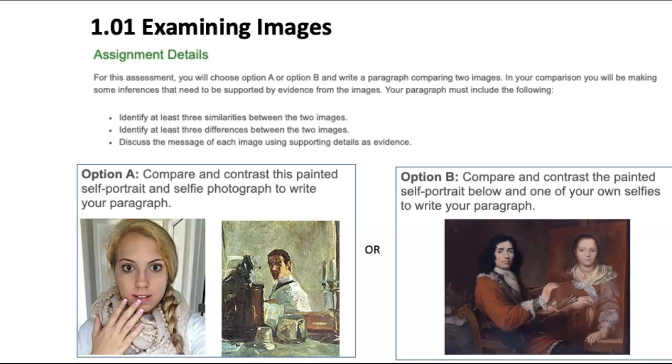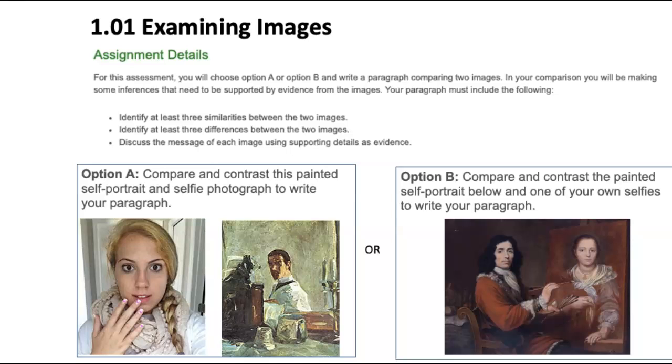Now remember, when you use a supporting detail, you are giving information about the picture that you're talking about. So if you choose option A and you're talking about how those two things are similar, you're going to need to give me 3 things that you're looking at, and then you're going to need to give me another 3 about how they're different. And you're going to need to discuss what each picture means by using inferences. So when you see a person with their hand up to their face, like you see the young lady on the left, what does that mean to you? What does that say to you? Is she surprised? Is she scared? Is she happy? Is she sad? What can you infer just by looking at that picture?